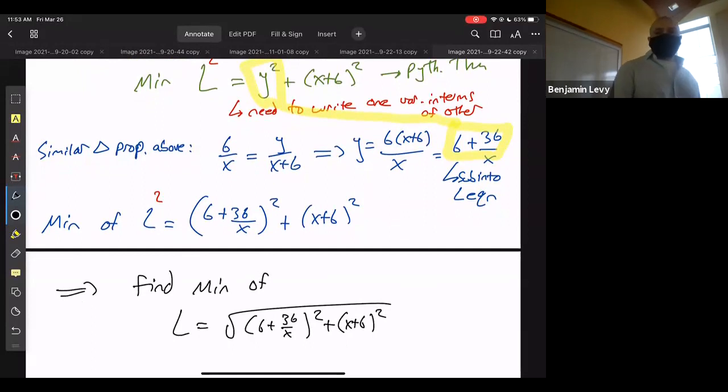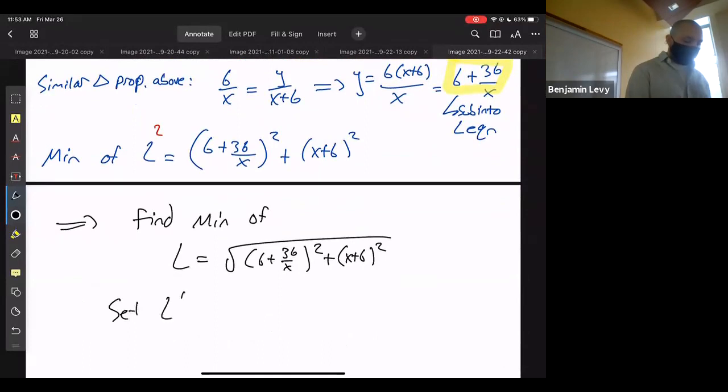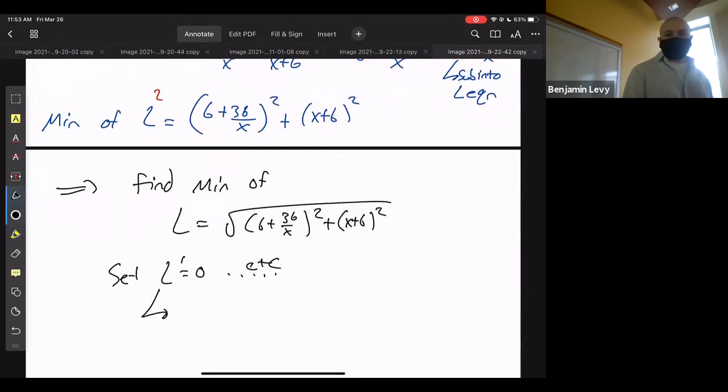The only other thing I was going to finish with on this problem is, I'm not going to find the min, you can do that, but let's talk about how you do that, right? So to find the min, you're going to set L prime equal to 0, etc., right? But how do you take the derivative of that thing? What is this going to end up being? Like how should we set up this derivative? What kind of rule is it? So what rule? It's a chain rule.